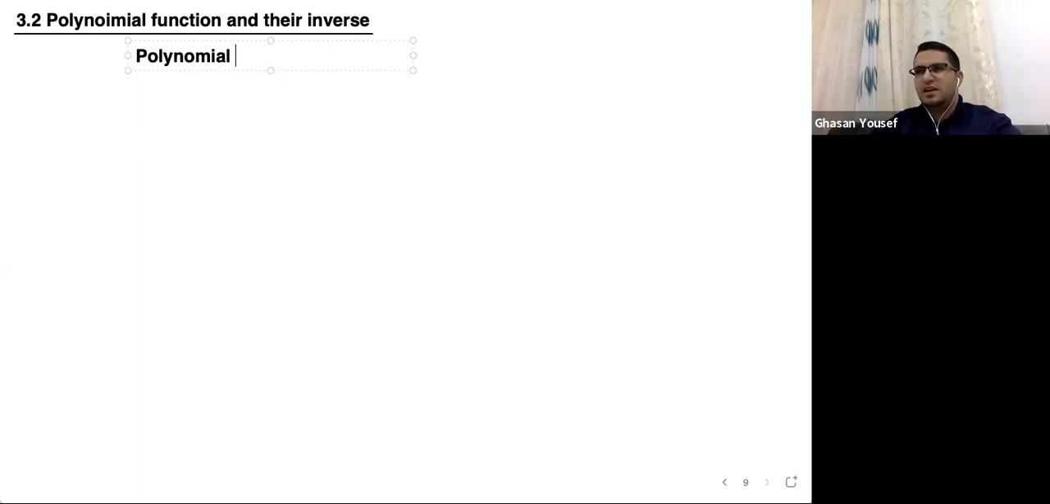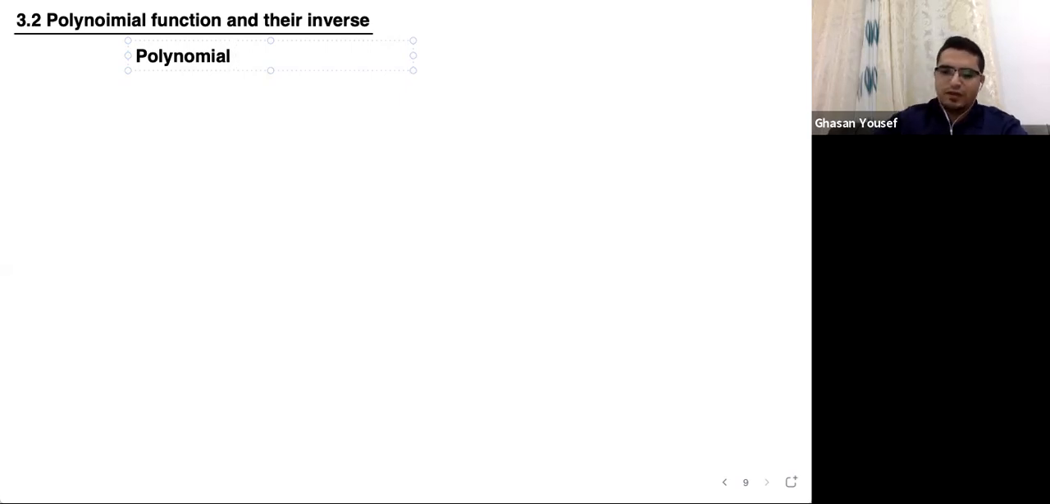So I can make it general. It's a term of the form a times x to the power k, and k must be a natural number or 0. Or I can say k here is a non-negative integer. Eric said 2x squared plus 2x can be a polynomial. Yes. Any quadratic function is a polynomial function. Any linear function is a polynomial function.